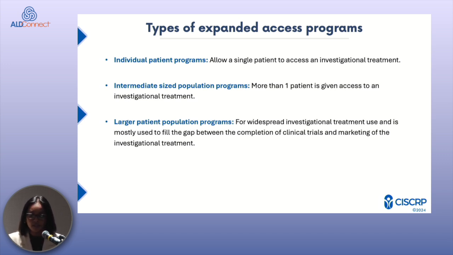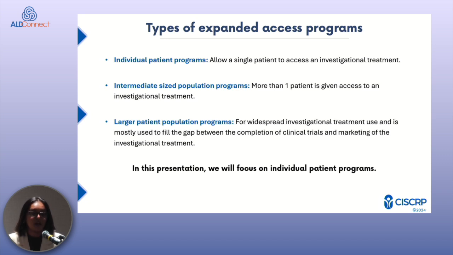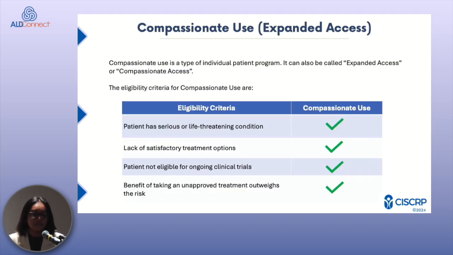For the purposes of this presentation, though, I'll focus just on individual patient programs and the different types. And the first is compassionate use. Compassionate use can also be called expanded access. It can also be called compassionate access. So all 3 are kind of used interchangeably.